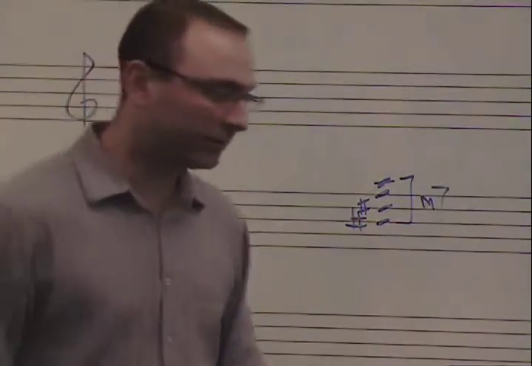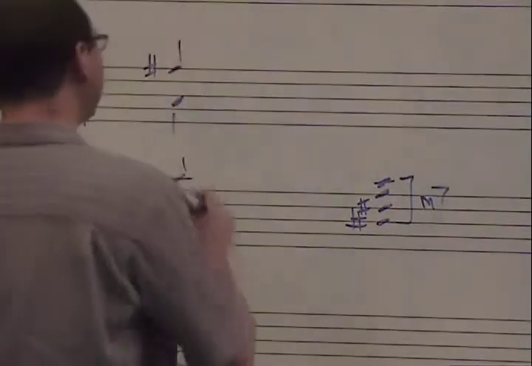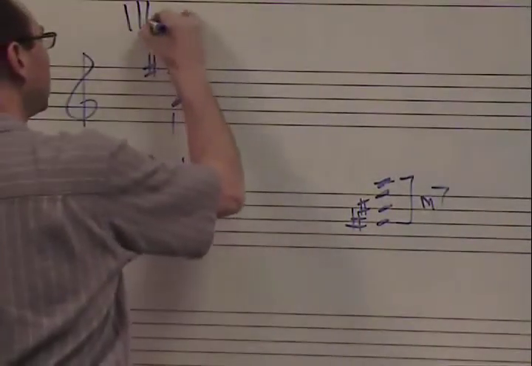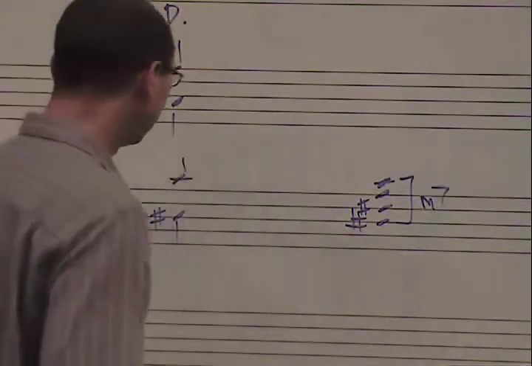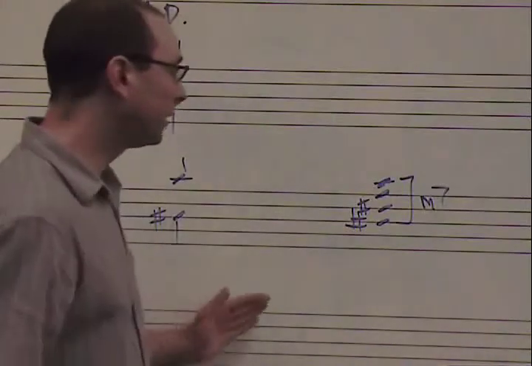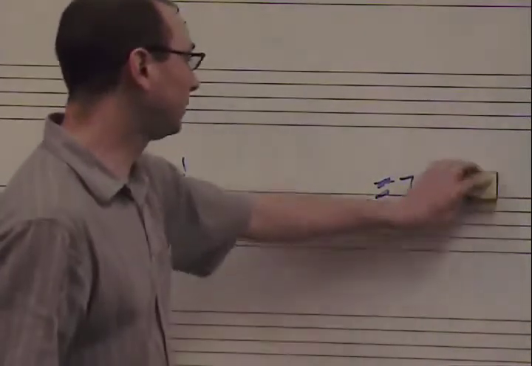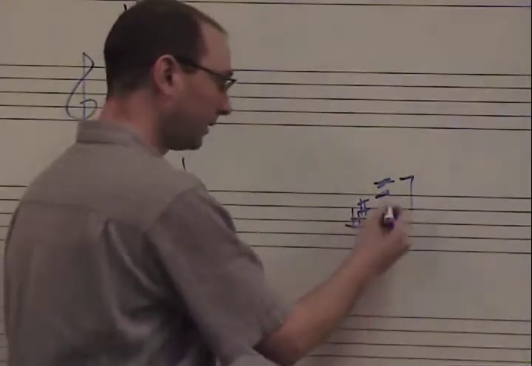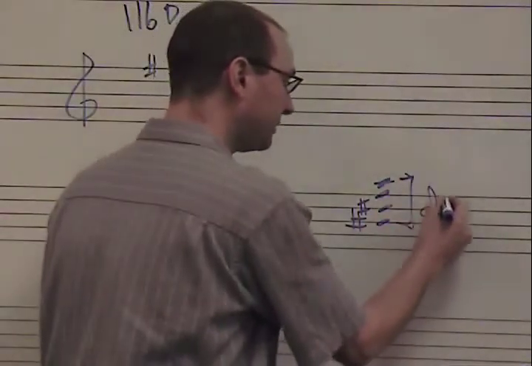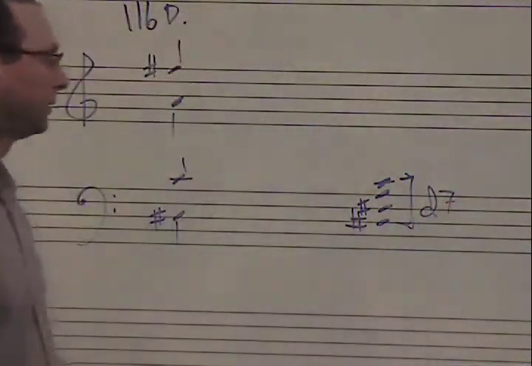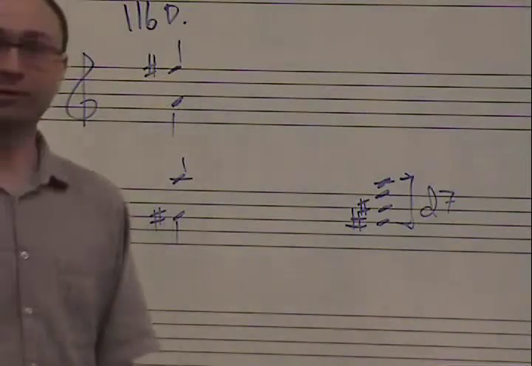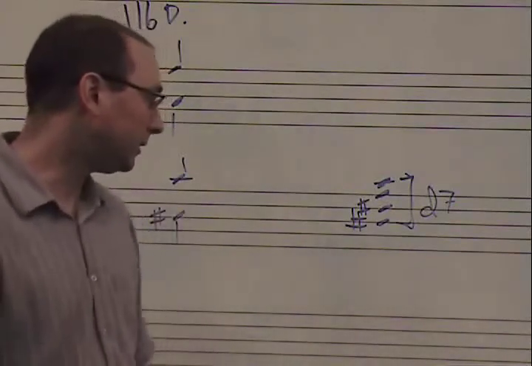This is example 6 found on page 116D. Okay, so I have the chord here and I have the chord spelled over here. Examining the 7th, I notice that it's a diminished 7th. So this chord is of a minor key. The question is, what minor key?